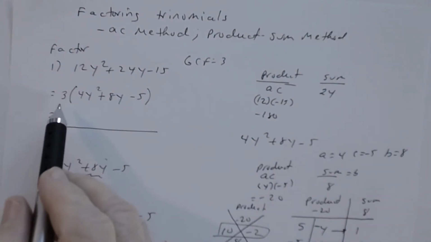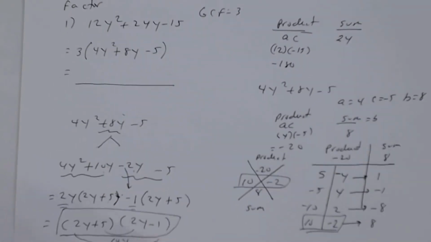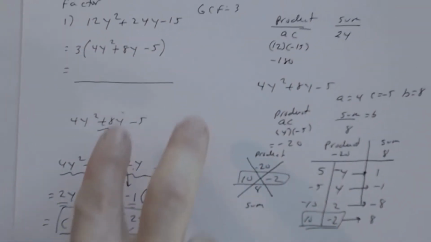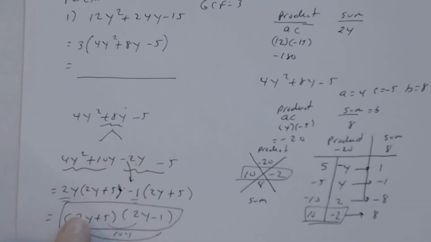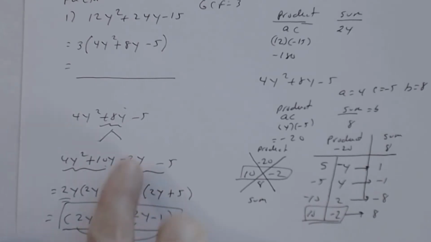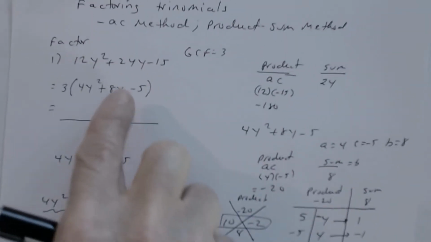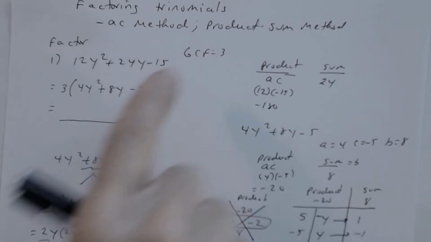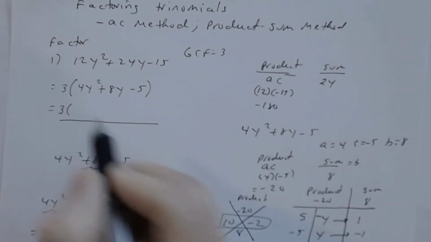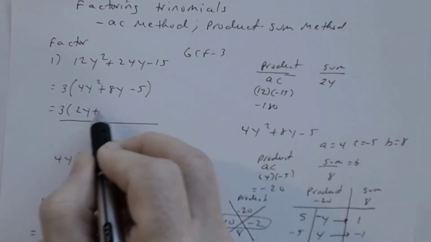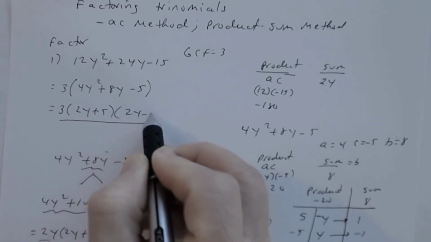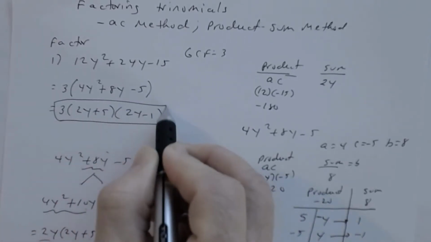So many students forget about the GCF. So they'll take this right here and put that as the answer. But remember, that is the prime factorization for this. You've got to remember you're factoring this. So don't forget about the GCF. So you're going to say 3 times 2y plus 5 times 2y minus 1. Okay? So that's the answer to the first one.